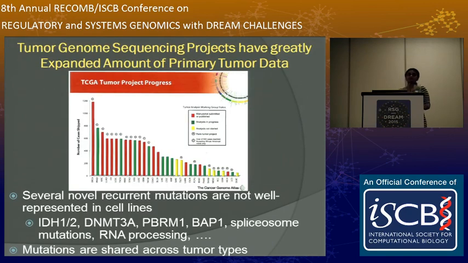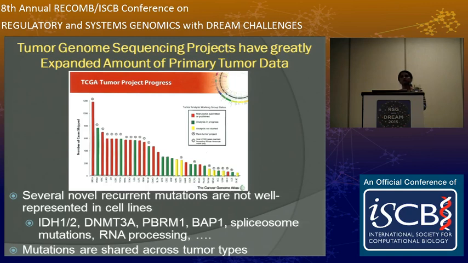And a parallel development that has been happening is that there's been an explosion of primary tumor data, as all of you in this room probably know, because of projects such as the TCGA. So this figure is from, I think, last year's TCGA progress report. On the x-axis, you have the various tumors, and on the y-axis, you have the number of cases shipped. And if you sum up all the cases, there are about 11,000 primary tumors, as opposed to a maximum of about 1,000 cell lines.